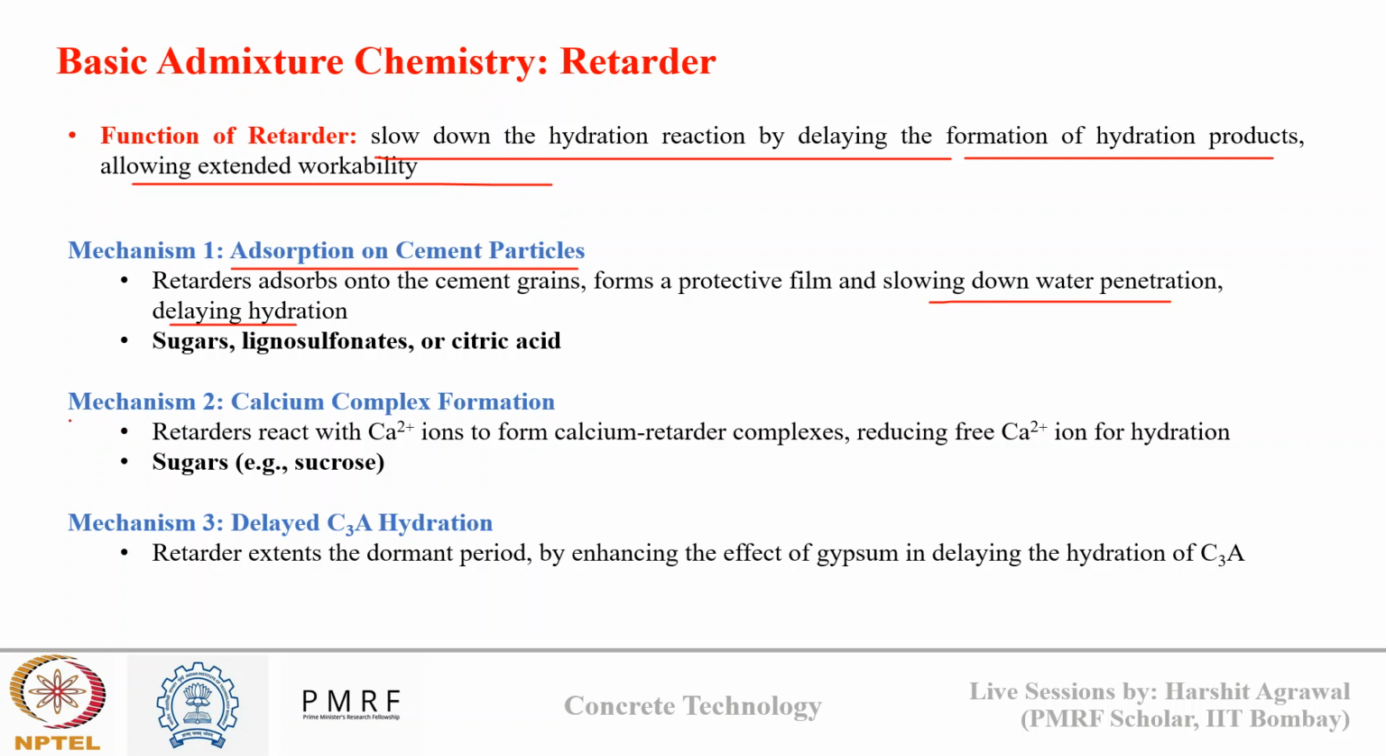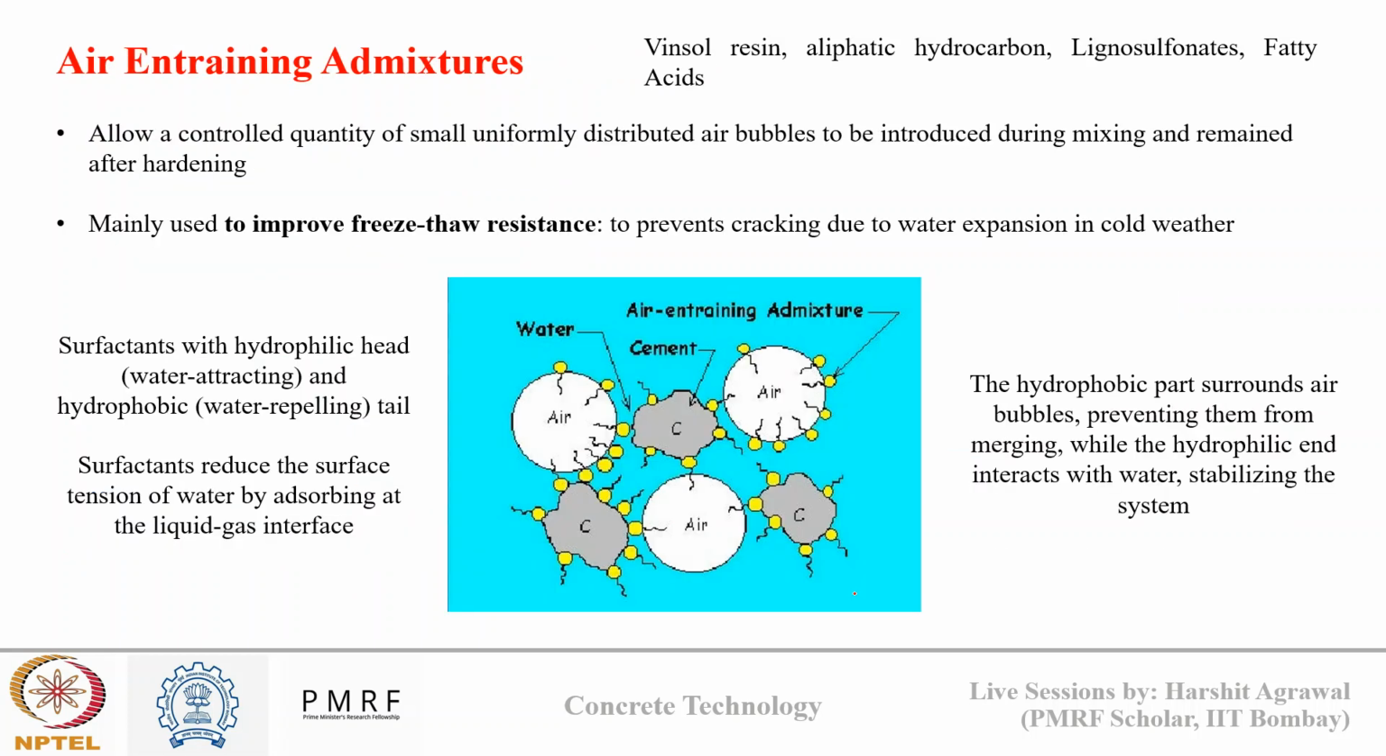Another way is it can form calcium complex, which can reduce the free calcium ions available for hydration, which can reduce the hydration rate. Or it can delay the C3 hydration. If the C3 hydration is delayed, the setting won't happen. So it can extend the dormant period that we say. Okay, in these three ways, a retarder can act.